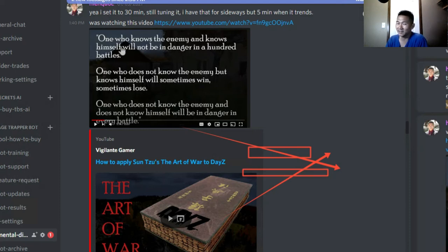We know that we're strong in sideways only. Will not be endangered in 100 battles. So we can do 100 different battles and we're all good. We'll keep winning those battles, right? But one who does not know the enemy but knows himself will sometimes win and sometimes lose. Okay, good. And one who does not know the enemy and does not know himself will always be in danger. Okay, and that's true too.